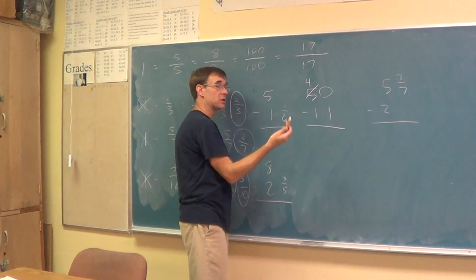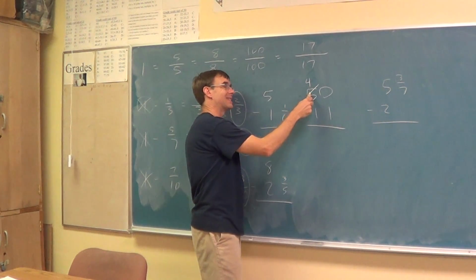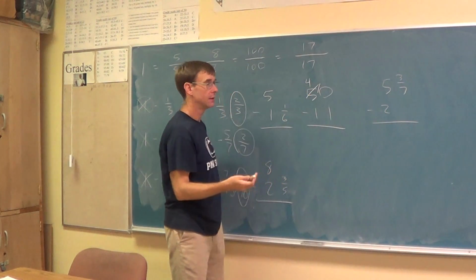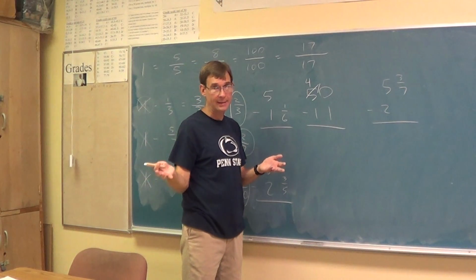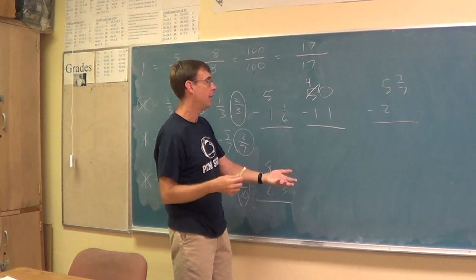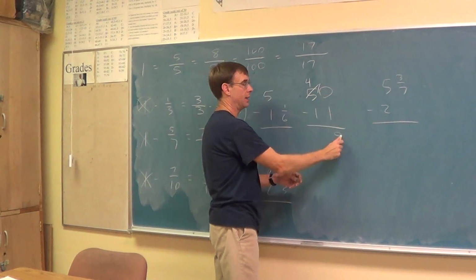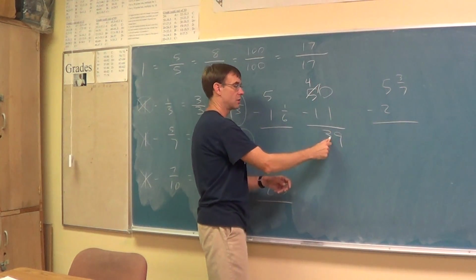And this is based on place values now. Since this is the tens place, you create 10 1s. That's a fair trade. 1 of the 10s is a fair trade for 10 of the 1s. And now you can subtract this stuff. 10 minus 1 is 9, 4 minus 1 is 3.